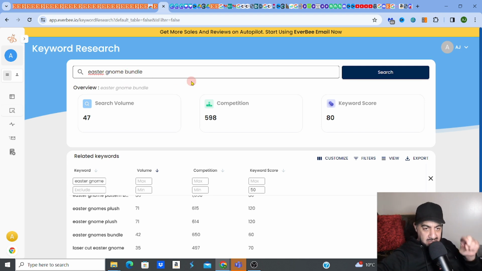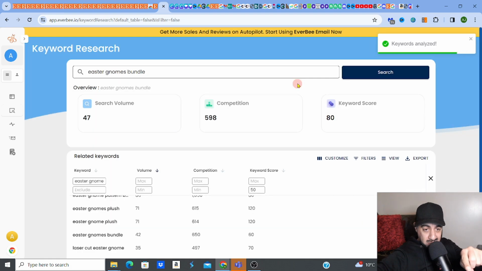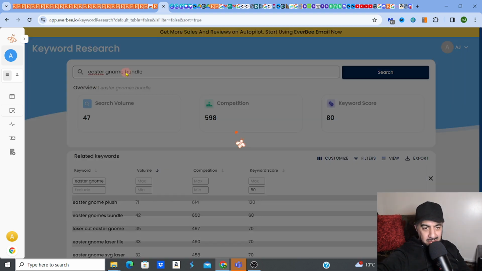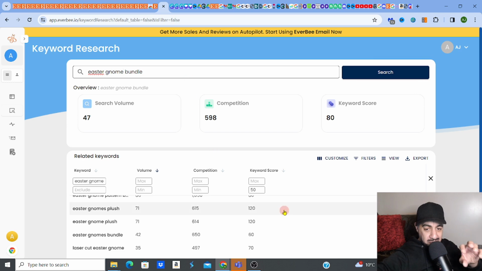And then if I type in Easter gnomes bundle with an S, that's another search term, by the way, by adding the S. So that's 47 volume with that one. Plus, let's see how many search for this one. Did they include that same one? They did, didn't they? But look, let's just use Easter gnome bundle as it is. That's a decent keyword. I know it's a low search volume, but look, this is what it is. If you start finding and looking at these, there's also different combinations.